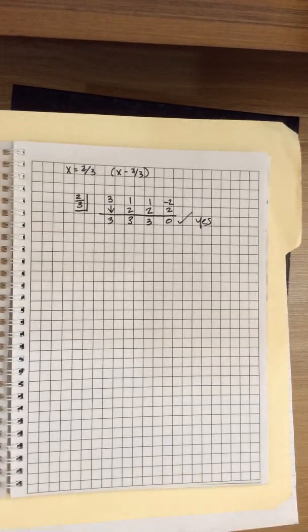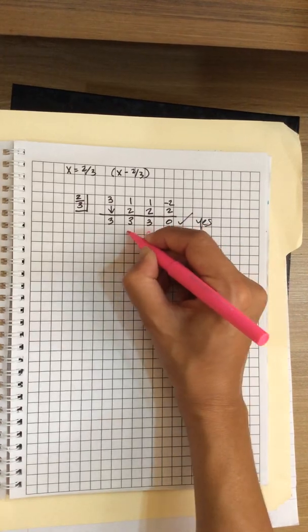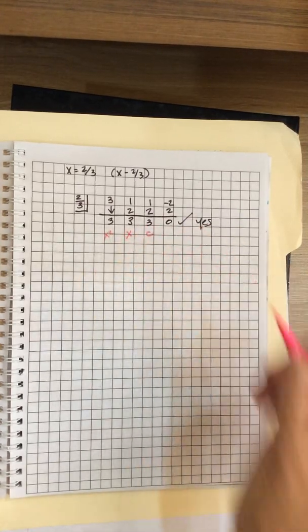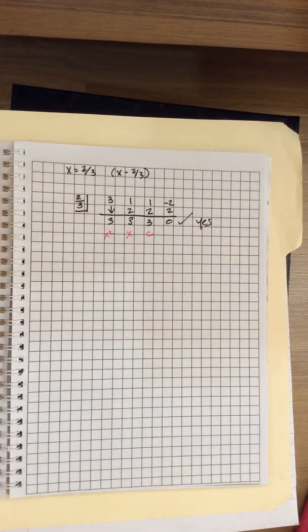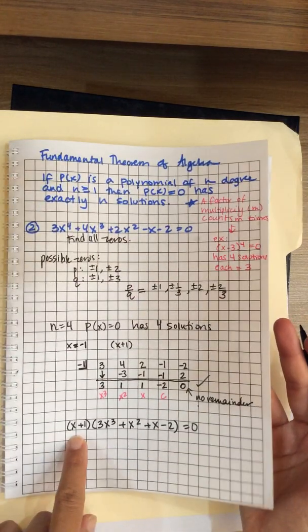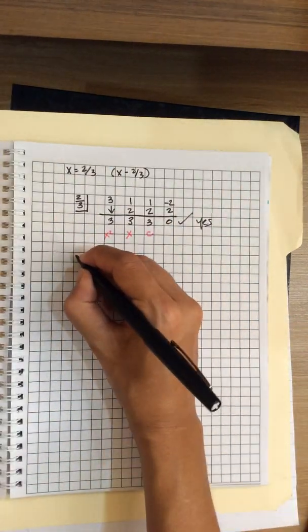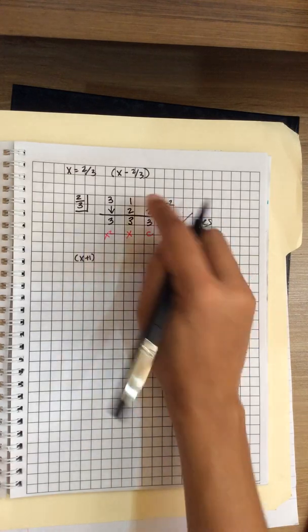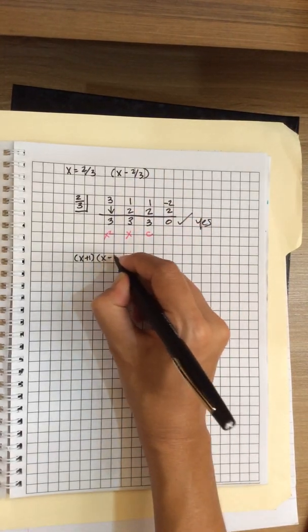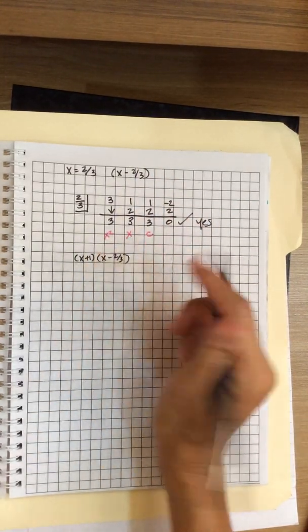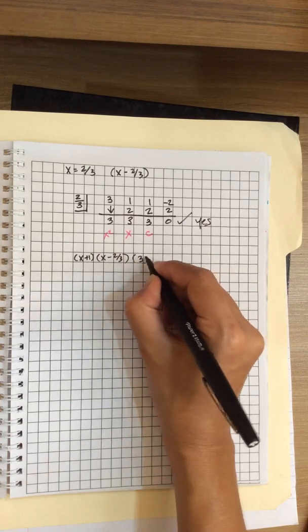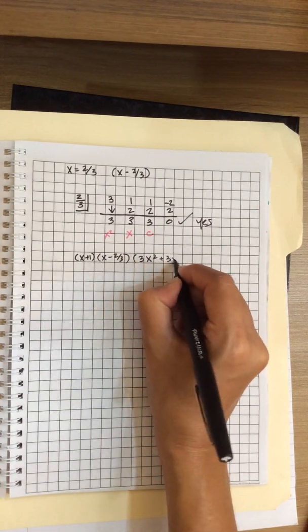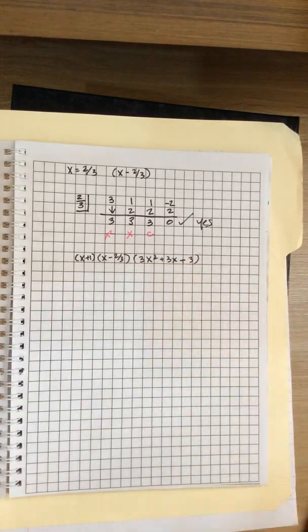And like I said, sometimes this won't work, but then you know to go and try another one. So this is your constant, this is your x term, this is your x squared term. So what we have now is we have x plus 1 from before. We factored that out. We've also factored out x minus 2/3. And what do we have left? We're left with 3x squared plus 3x plus 3.